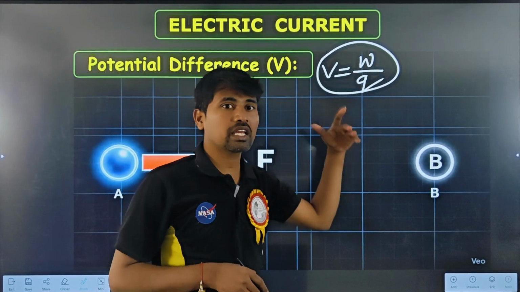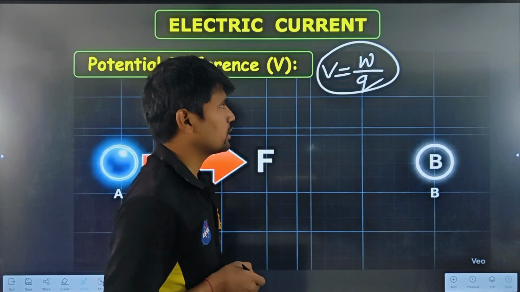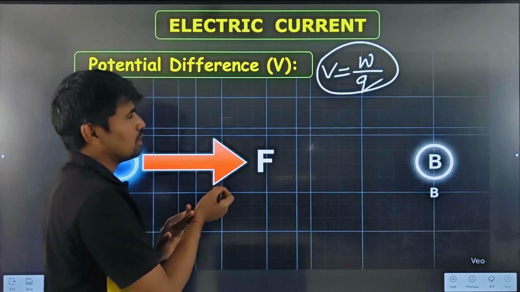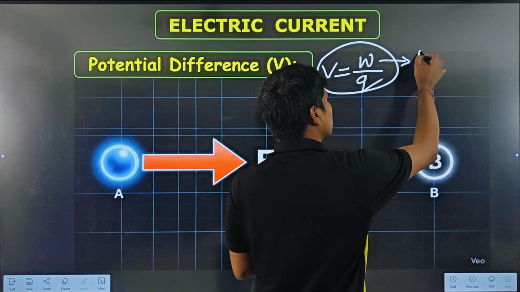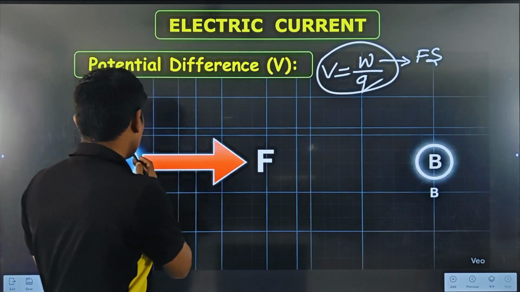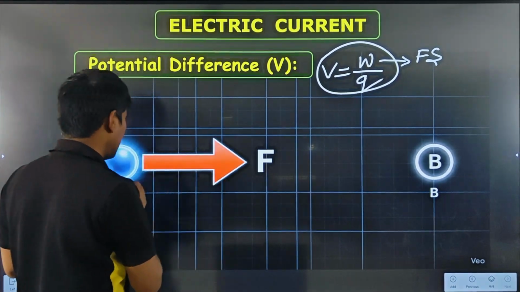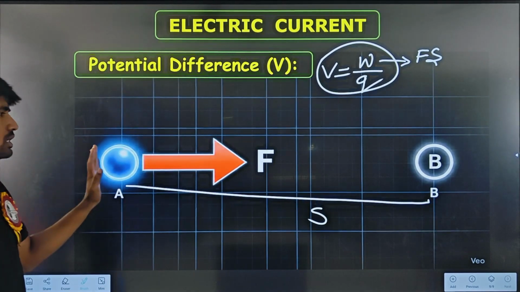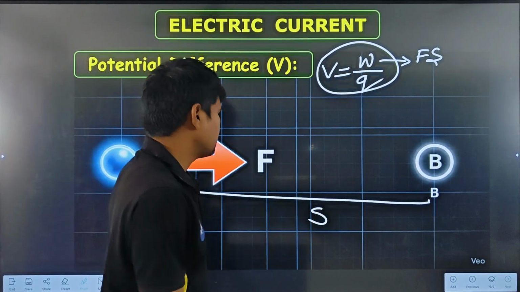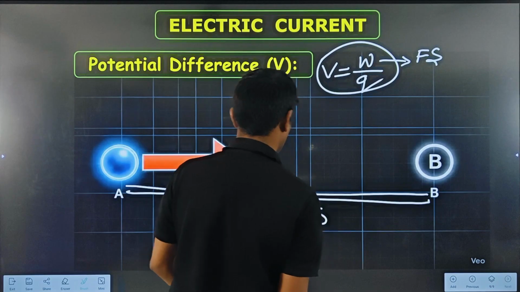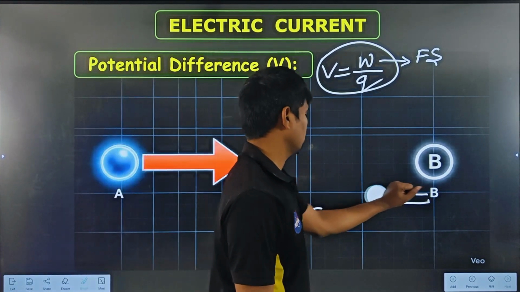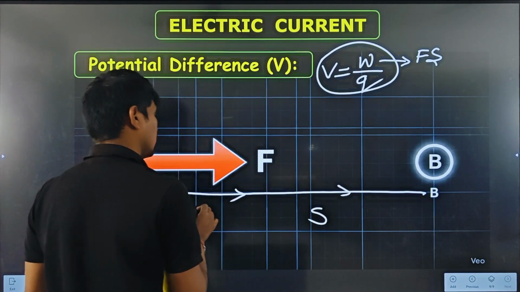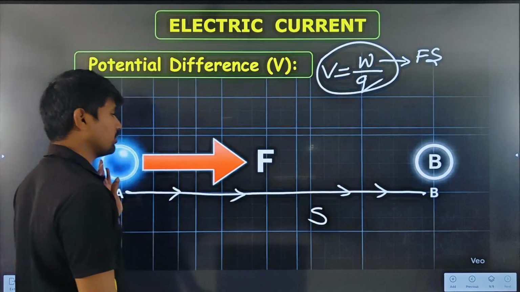The work done on a unit charge is what we call potential difference here. Let us consider this is one of the charges. What is the formula for work done? Work done, W is equal to force into displacement. Force should be applied on the charge and the object should be displaced some distance. Force is applied and the object is displaced from A to B.